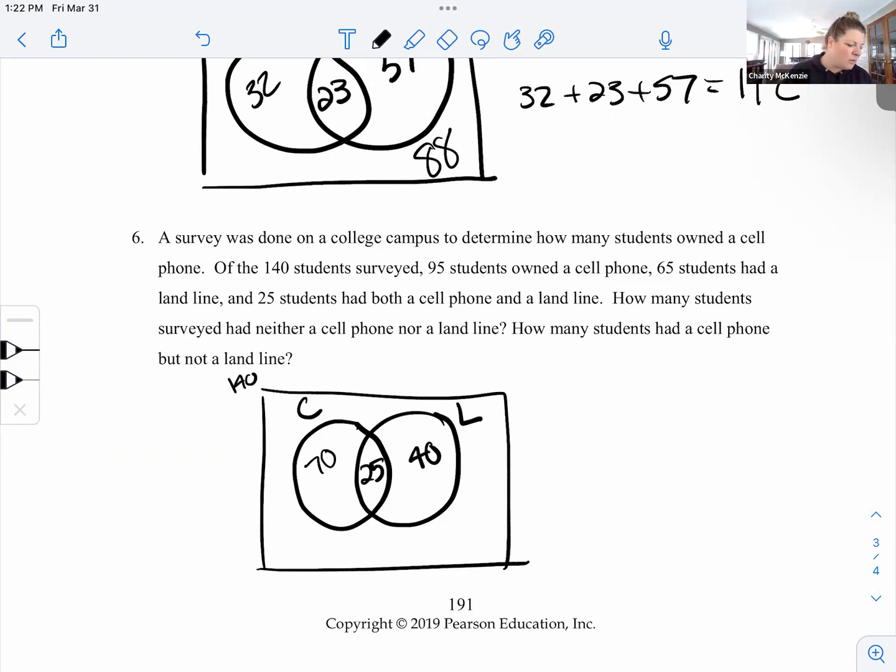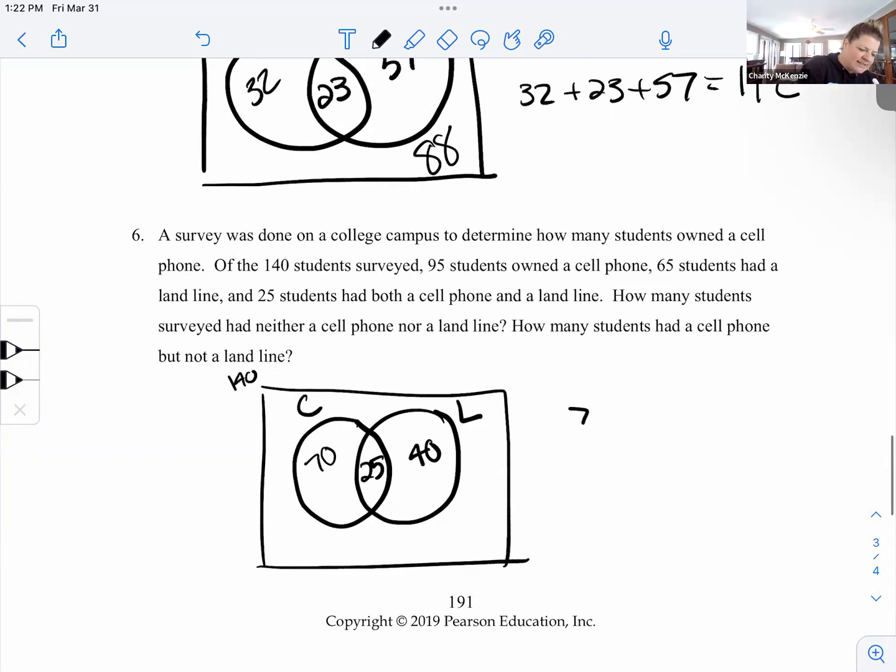So then how many total is that? What is the 70 and the 25 and the 40 going to add to? So 70 plus 25 plus 40 is going to give me 135. So I have 5 people left that did not have a phone at all.